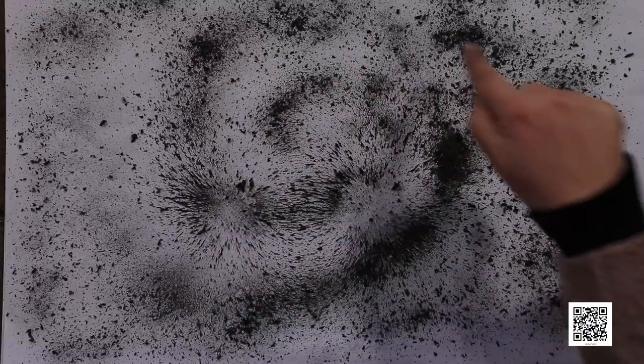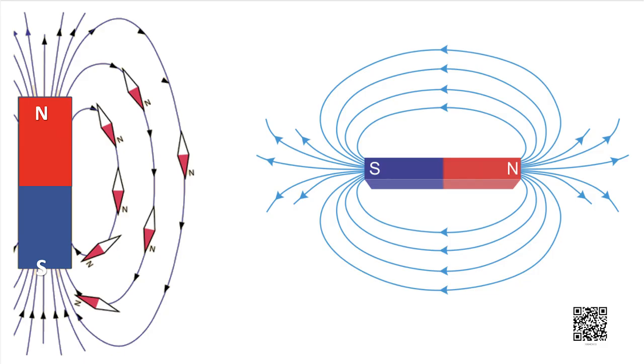What does this pattern demonstrate? If you observe, we've got a very unique pattern on this white sheet. The magnet exerts its influence in the region surrounding it. The force thus exerted can make the iron filings arrange in a specific pattern. So the region surrounding a magnet in which the force of the magnet can be detected is said to have a magnetic field. And the lines represent the magnetic field lines.